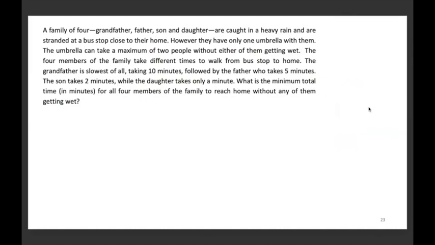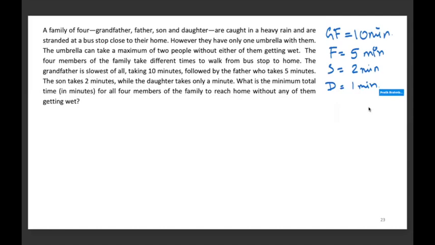take different times to walk from the bus stop to home. The grandfather is the slowest of all, takes 10 minutes. So grandfather takes 10 minutes, followed by the father who takes 5 minutes, followed by the son. The son takes 2 minutes, while the daughter takes 1 minute.